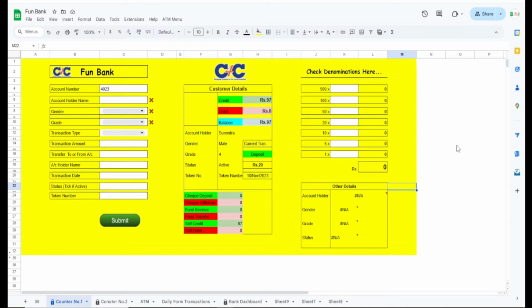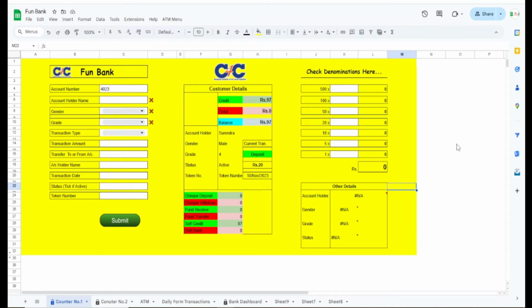Today I'm here to demonstrate an activity. Actually, it's not just an activity, it's more than that. It's a realistic one, not an ordinary one. It's about the bank.